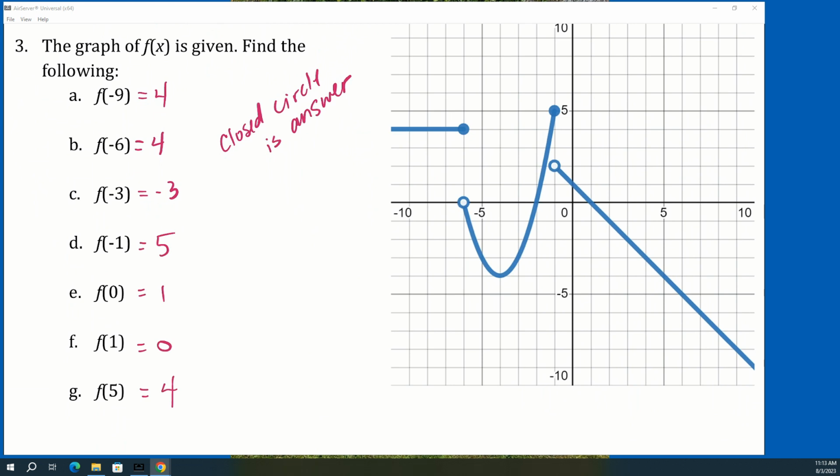What do you guys think happens if you don't have a closed circle? For example, if these were both open, do you know what you would say for f of -1 in that case? Undefined. Good. Sometimes the function isn't defined at a value, and that's fine. You'll just say undefined if that happens. It's possible that's going to happen on your homework. We'll talk more about it.